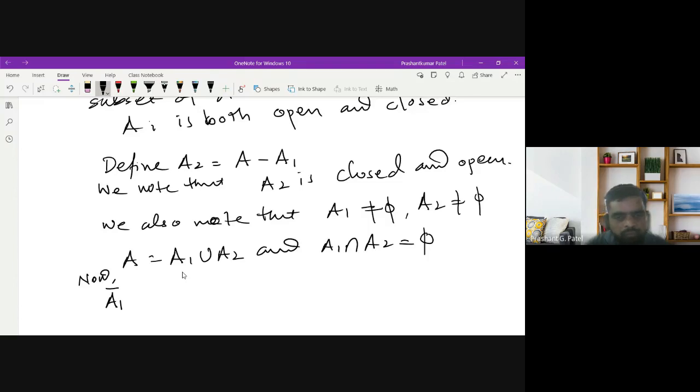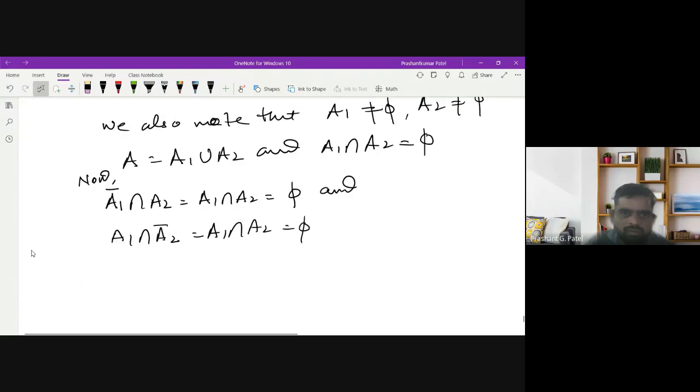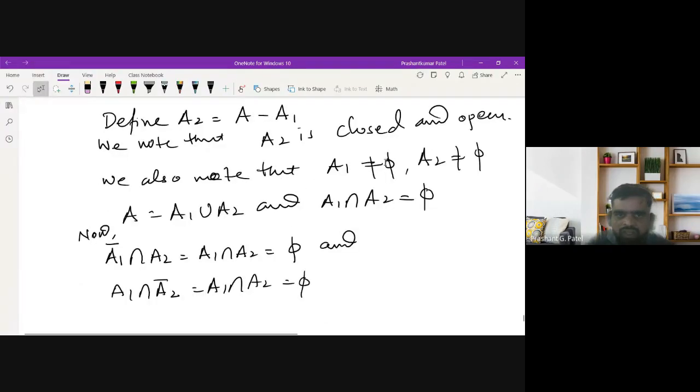Now the closure of A1, which is A1 itself, because A1 is closed. So A1 intersection A2 is phi, and the same argument can be given for A1 intersection closure of A2, that is A1 intersection A2, which is phi. So ultimately, the A1 and A2 which we have defined here satisfy all the conditions of separation. There are three conditions. The first one is these two are non-empty and the union makes A. The intersection is empty, and having these two conditions, which is the intersection is phi.